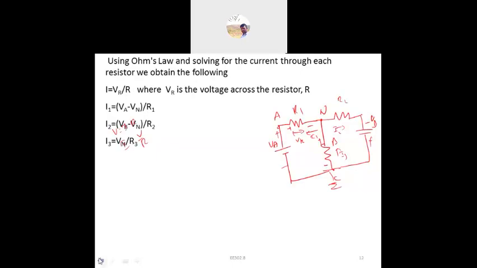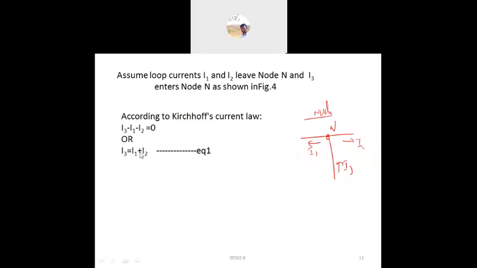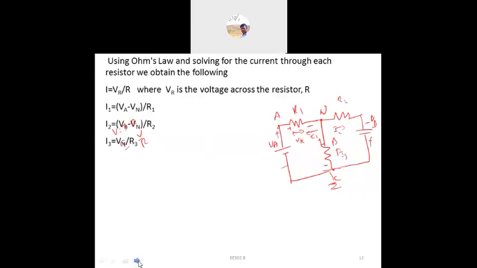So substituting the values for I1 and I2 in equation 1, we get I is equal to, as you can see again, this is equation 1, that is I3 is equal to I1 plus I2. So we are substituting the values of I1, I2 in equation 1. Here is the I1 term, here is the I2 term, and from that it can be solved.